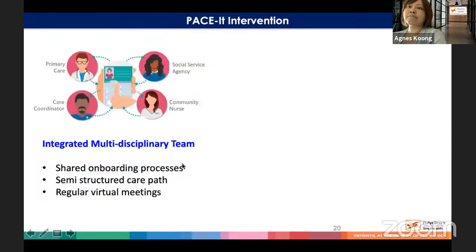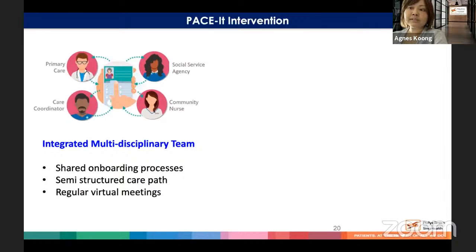Right, so in a nutshell, what we're testing today is the PACEIT intervention, which is largely made up of two components. One, which is the integrated multidisciplinary care team. And this is a care team which brings together the providers from the healthcare sector, the social care sector, and the care coordinator as well, who actually is the point of contact for the patient, who helps the patient understand the care plans, to be able to help the patient to navigate the care plans, as well as the community nurses in close proximity within the residential area for midpoint reviews in between clinical visits. So these are predominantly our roles.